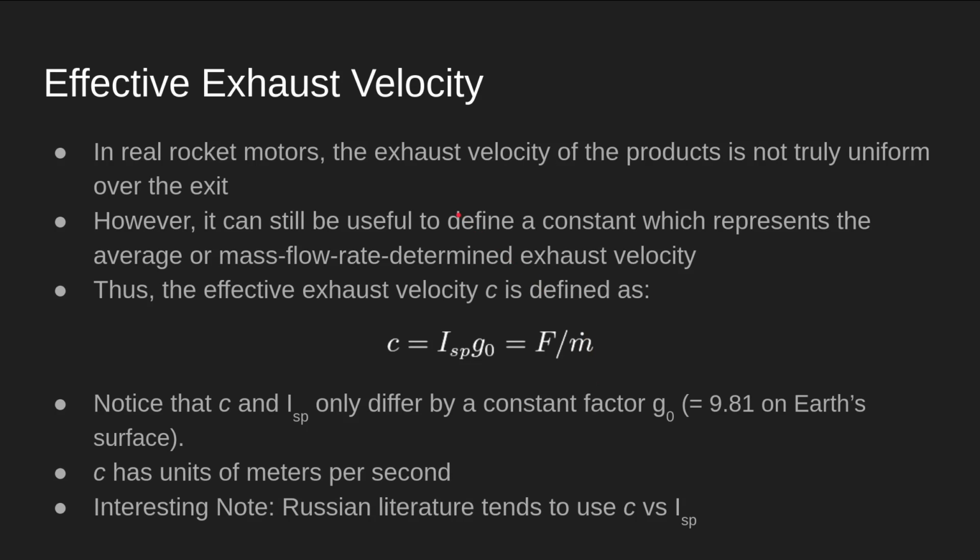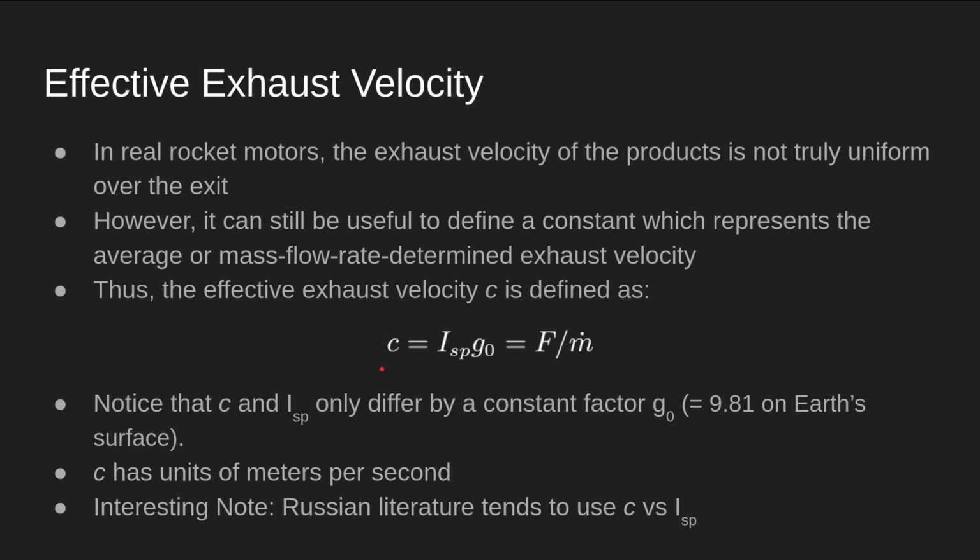Okay, so the next quantity we'll get into is the effective exhaust velocity, and it ties in really close to the ISP. In real rocket motors, the exhaust velocity of the product shooting out the bottom of the rocket is not uniform over the entire exit nozzle, but it can still be useful to define some constant which represents the average velocity, and this is referred to as the mass flow rate determined exhaust velocity. And so it's defined as the following.